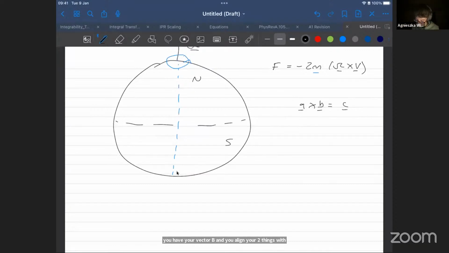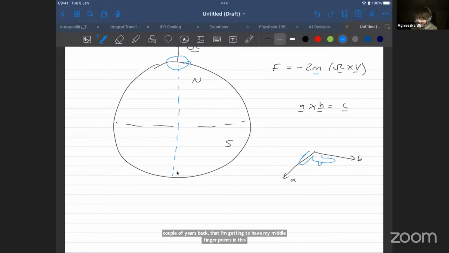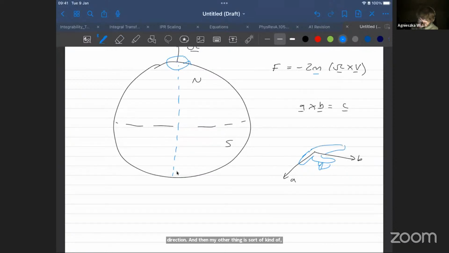For example, if I just do a quick example here, this is a 3D drawing, I try. I have a vector A here, and I have my vector B here. If I turn my hand, this is my best drawing that I can do, even though I did GCSE art a couple of years back, I'm going to have my middle finger point in this direction, and my other fingers sort of folded away. My thumb is then going to point in the upwards direction like so, and that is equal to vector C. Again, it's just a quick introduction to the vector product.